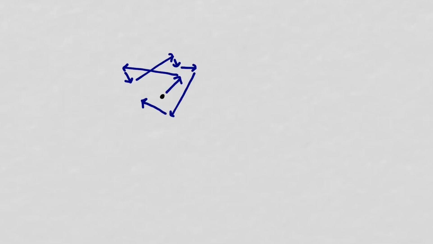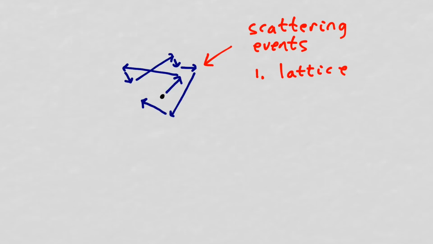What you would observe is the electron would be moving and then have an abrupt change of direction, a randomizing of the direction it's moving. This randomizing of the velocity of this electron is due to things that are called scattering events. The most significant scattering event is lattice scattering, and this is an interaction between the conduction electron and the vibrating lattice. As the temperature goes up, the amount of lattice scattering increases.